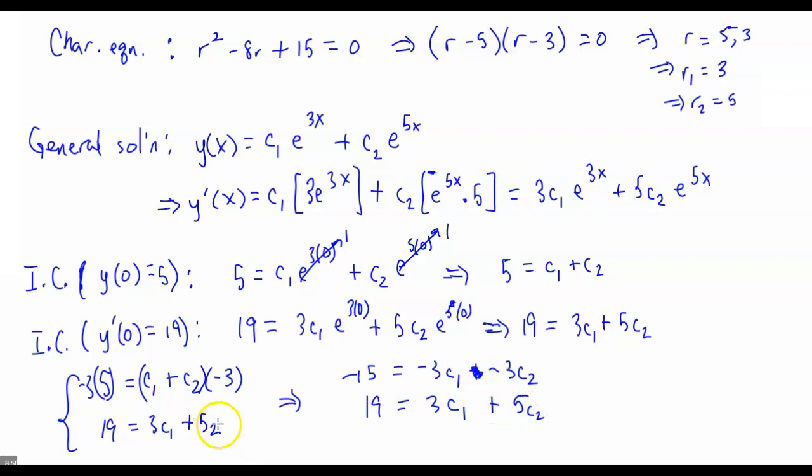So from here, if we add, of course, we know that this term will cancel. -15 plus 19 is 4, and minus 3C2 plus 5C2 is 2C2. And if we divide both sides by 2, we see that C2 ends up being 2.